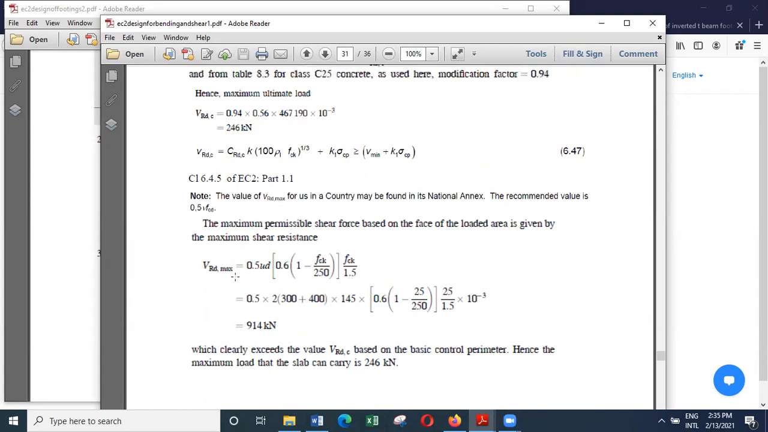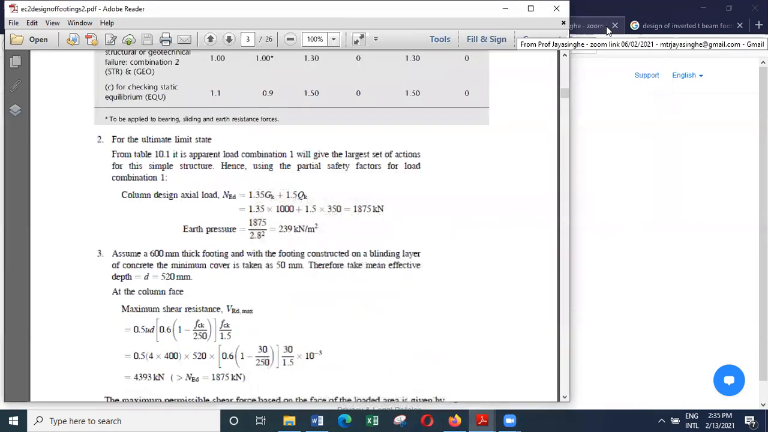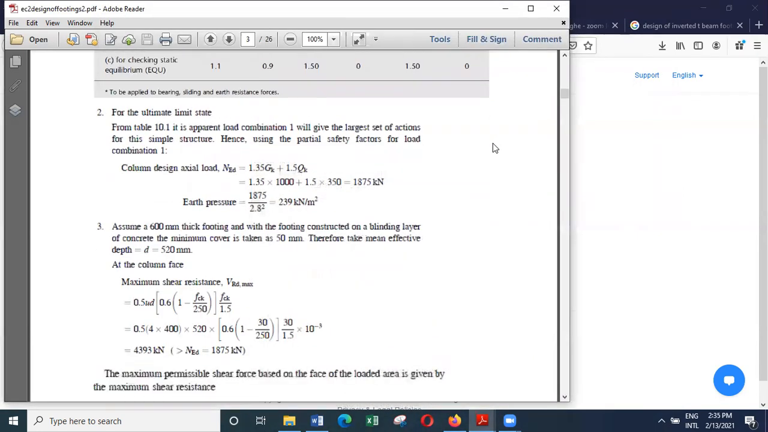If you want the stress, don't use UD. If you want the force, multiply this by UD. If you want the stress, simply use this equation, and don't multiply it by UD. So depending on whether you are interested in finding the stress or the force, you can see what to do. And here we are interested in the resistance, that is the force.